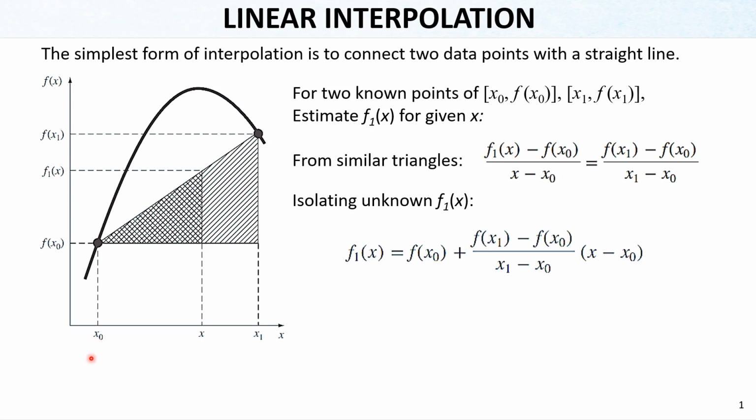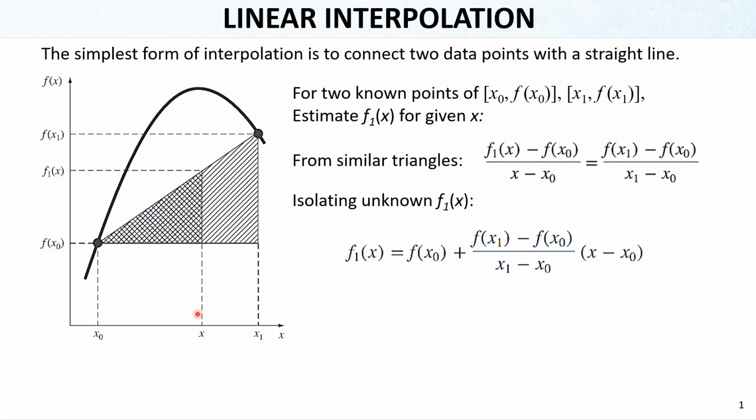So in a graph you can see x0 and its function value, and x1 and its function value. Maybe the curve is like this, but because we are fitting a linear interpolation, it has to pass through these points, and it's a linear function. You can see the demonstration here, and we can also show that this can be obtained through the similar triangles over here.